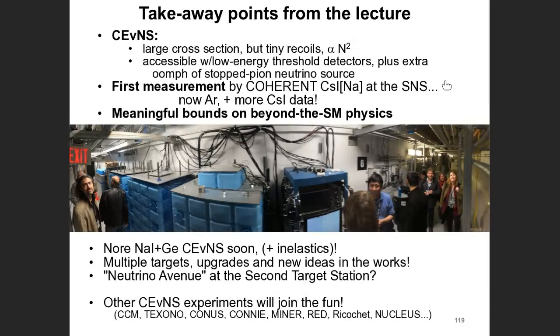We've made the first measurement. And the second measurement, and there's now another slug of cesium iodide detector out there, and so cesium iodide is now completed, but we have more to come. The first measurement was at the 30% level, the next ones are now more like 15 to 20% level, and even these are enough to make meaningful bounds on beyond the standard model physics, and it will only get better. For COHERENT, we're planning more soon.